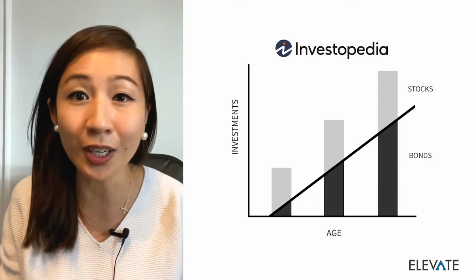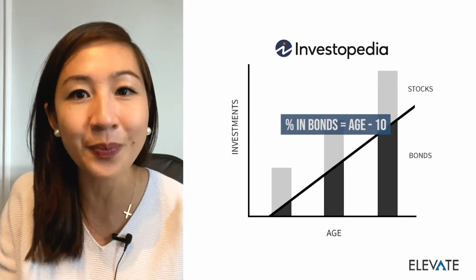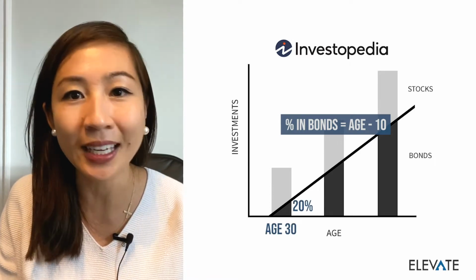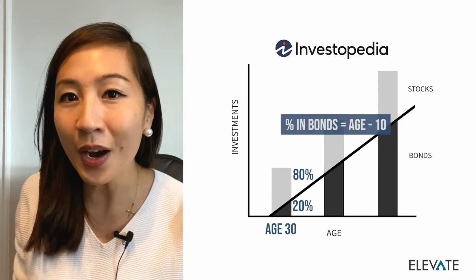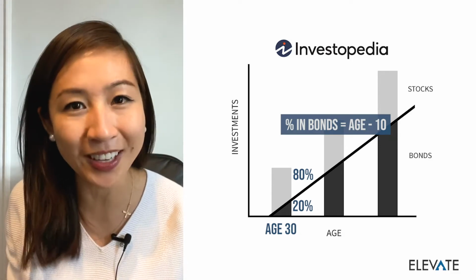The calculations are pretty simple. The percentage in bonds is approximately equivalent to your age minus 10. So if you're 30, you'll want to invest around 20% in bonds and 80% in stocks. But this model really only covers stocks and bonds. So how does real estate really fit into the picture?